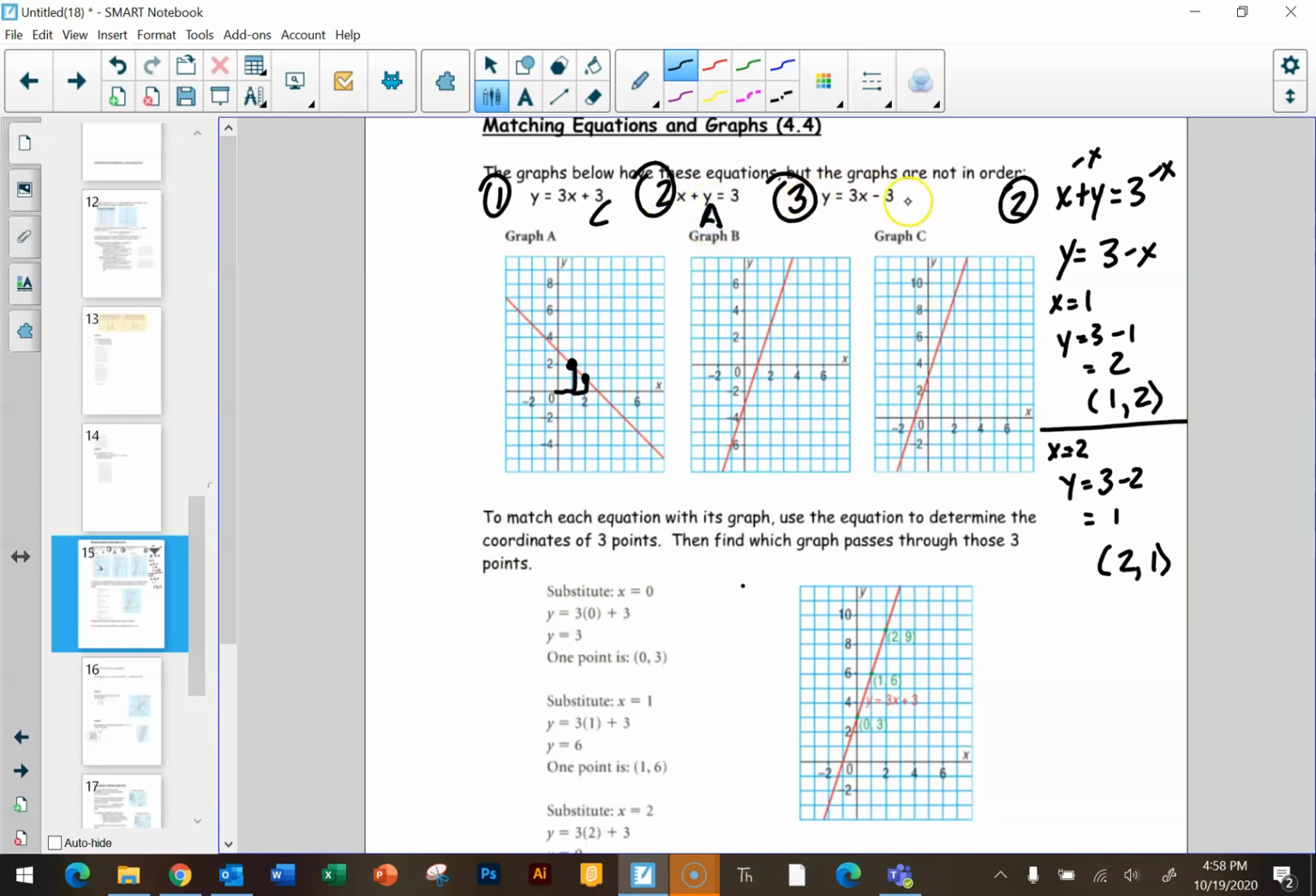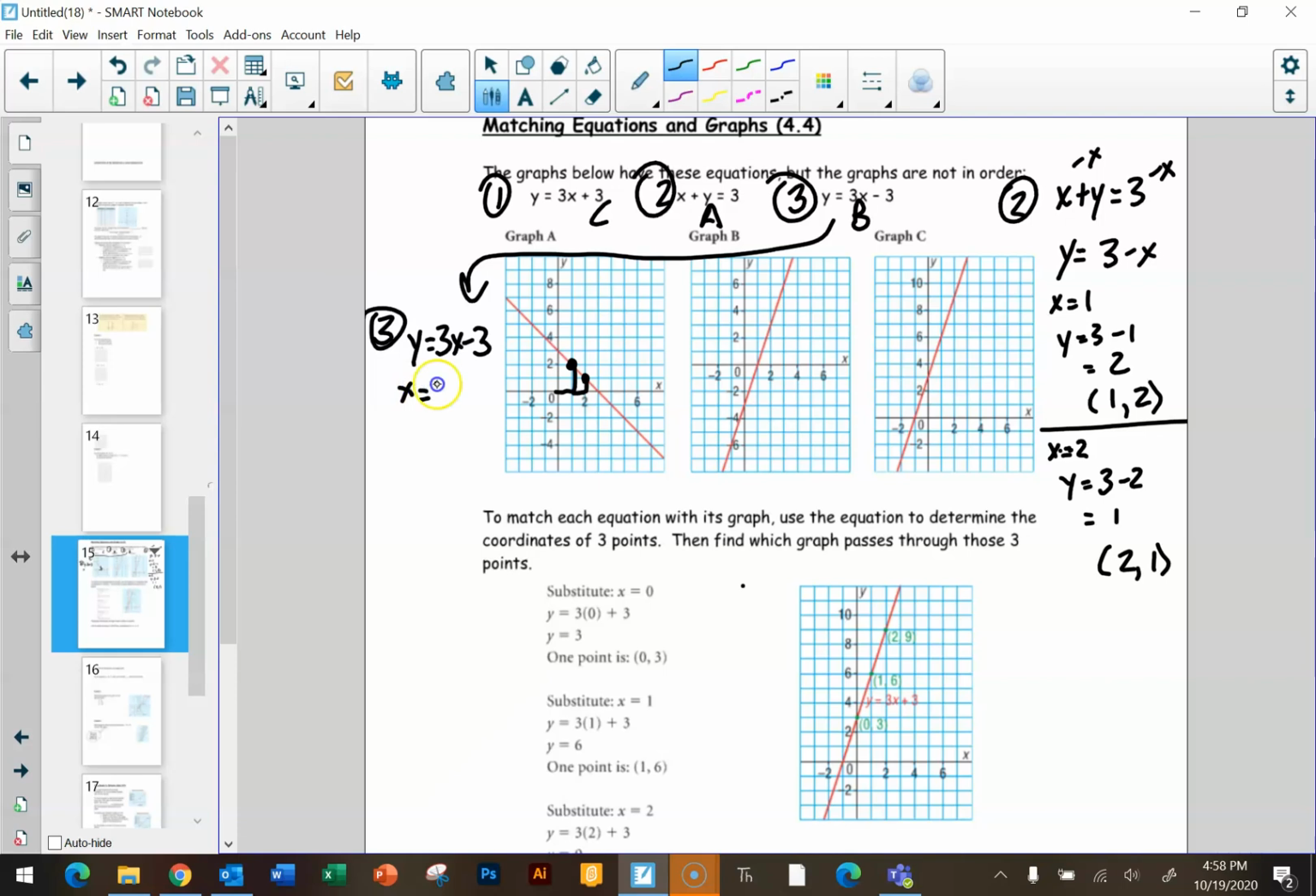Now, obviously, that means that 3 is going to be graph, whoops, which one didn't we use? Yeah, we didn't use B. So we can say with certainty that this one's going to be graph B, but let's just plug in a few numbers just to make sure. Okay, so for number 3, we've got y equals 3x minus 3.